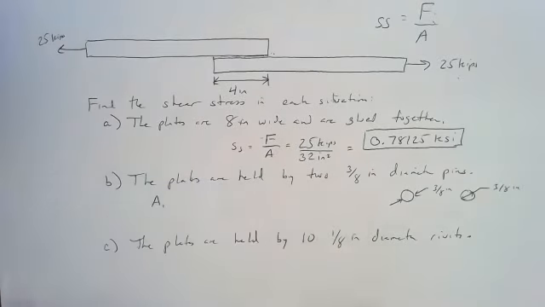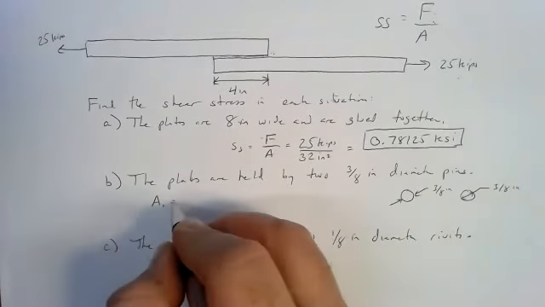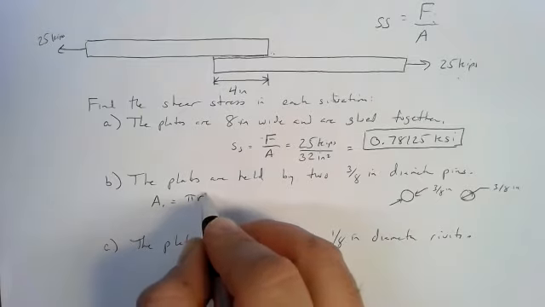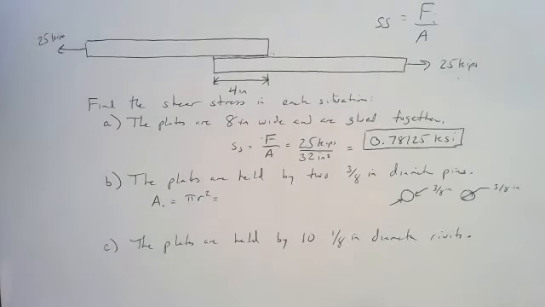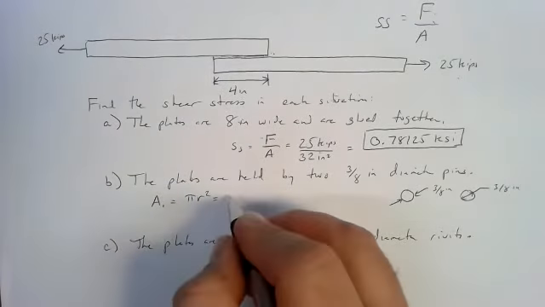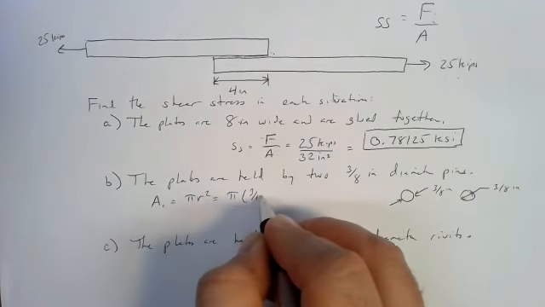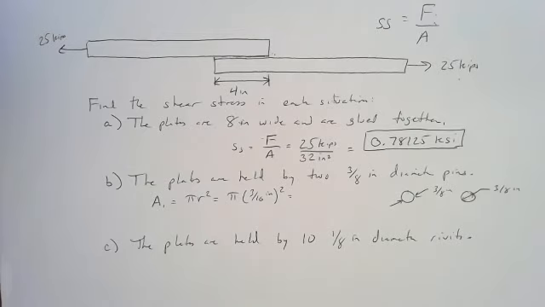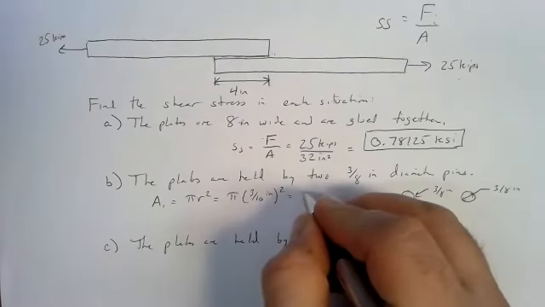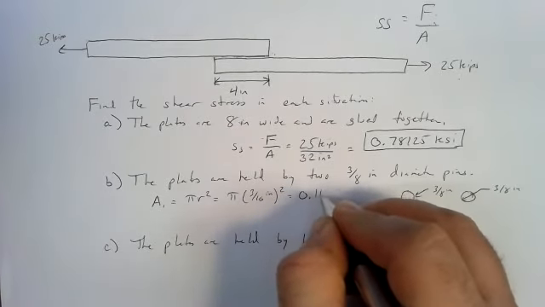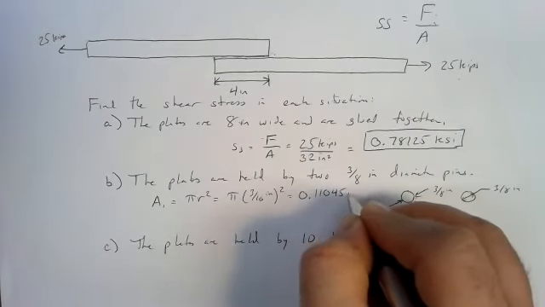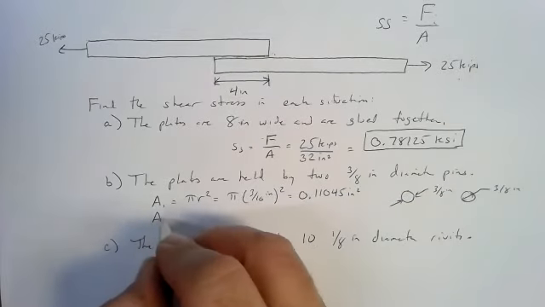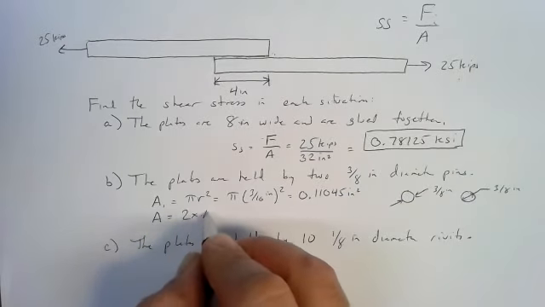So the area of one of these would be the area of a circle, pi r squared, where the radius is half of that diameter. That'd be 3/16 of an inch. So we have pi times 3/16 of an inch squared. And if we run the numbers on that, we get an area for one rivet or one pin of 0.11045 square inches. So the total area would be twice that, 2 times the area of one.